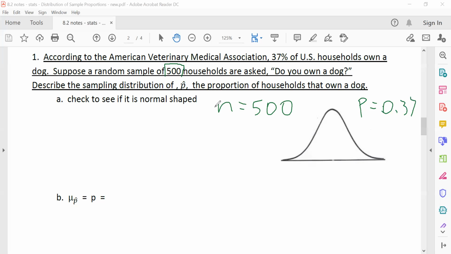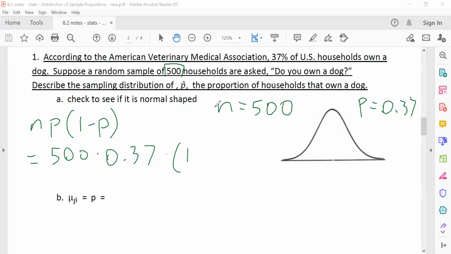size, n, is going to be 500, the number of things in the sample. So now what we can do is we need to check if it's normal shaped. Well, we need n times p times 1 minus p. We need that to exceed 10. In this problem, that's going to be equal to 500 times 0.37 times 1 minus 0.37.